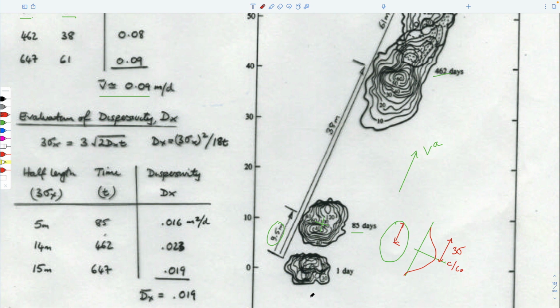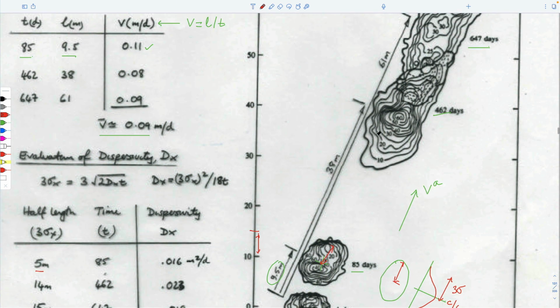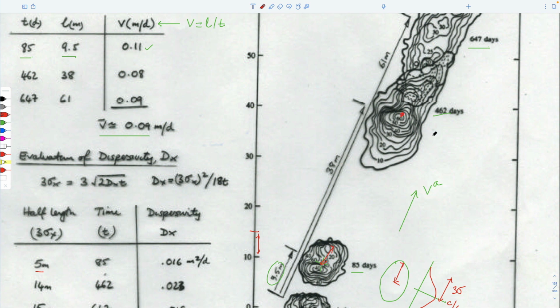This is a length. And so if you measure the half length, well, at 85 days, I'm guessing that this is 5 meters here, just from this scale. So this length here is roughly about 5 meters. This length here, if I take the center of mass here and draw half the length, I don't know, I have it down as 15 or 14 meters here. So this is 14 meters. This is 5 meters, etc.